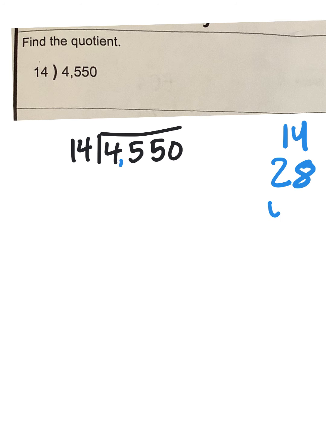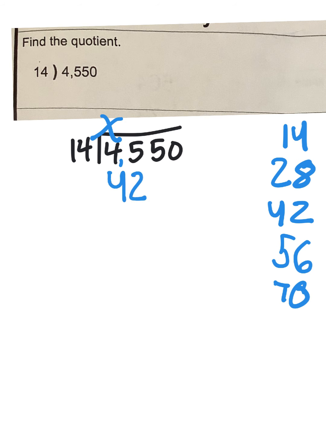So we're starting by writing the multiples. All right, so we're trying to see how many times 14 will go into 4,550. We know that it can't go into 4, but we do have a multiple for 45, which is 14 times 3 is 42. We're going to subtract. Bring down that 3 and the 5.